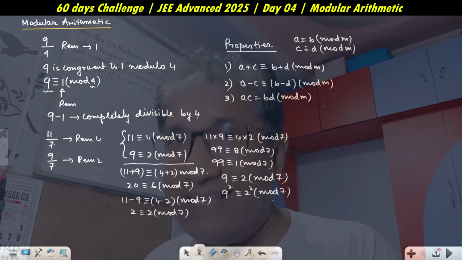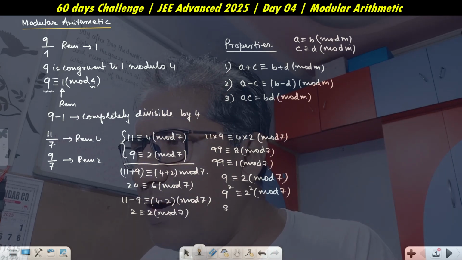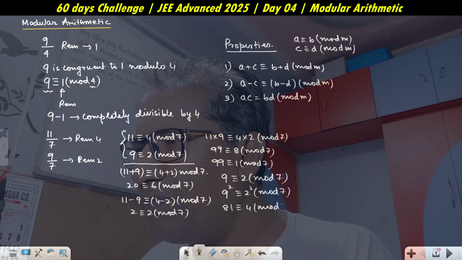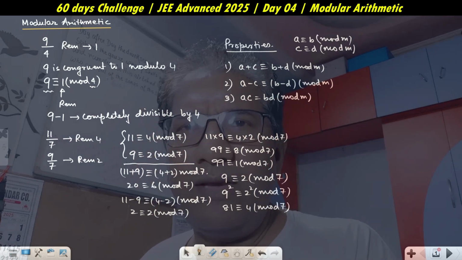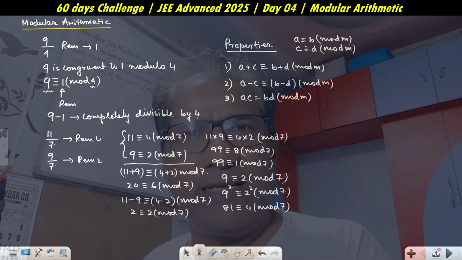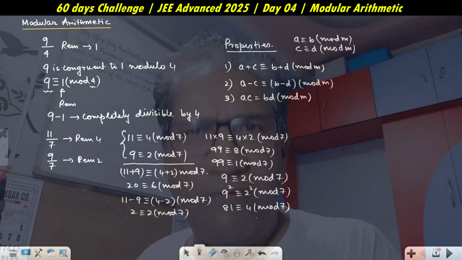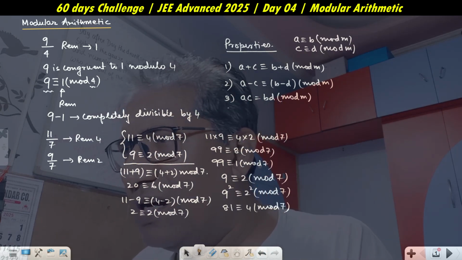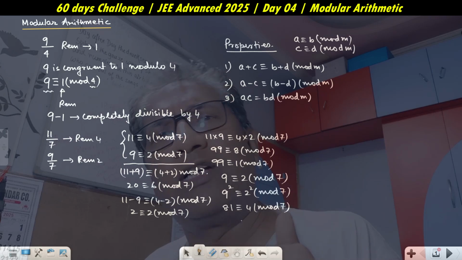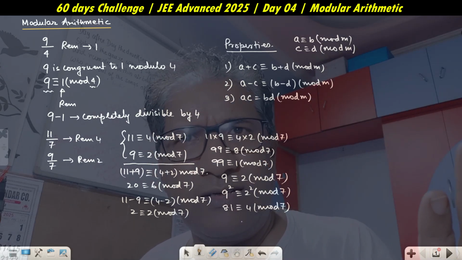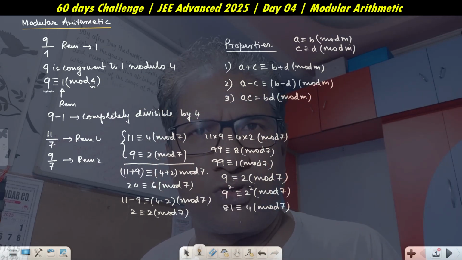But my question is, is it correct? 9 square is 81. When divided by 7, the remainder is 4. Absolutely it is correct. Why? Because 11 times 7 is 77, so the remainder will be 4. So what we have learned is, even if you raise its power to a higher exponent, this property still holds true.